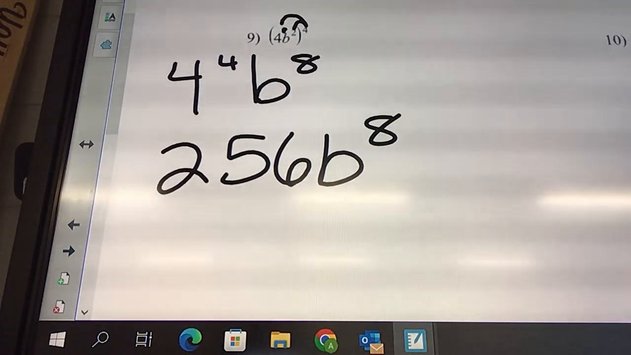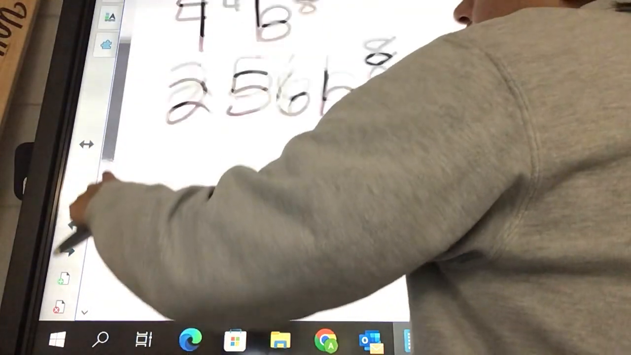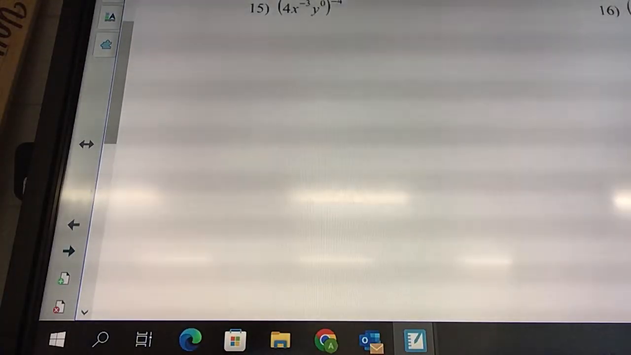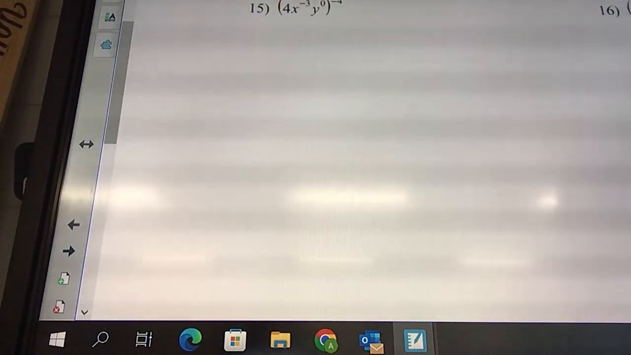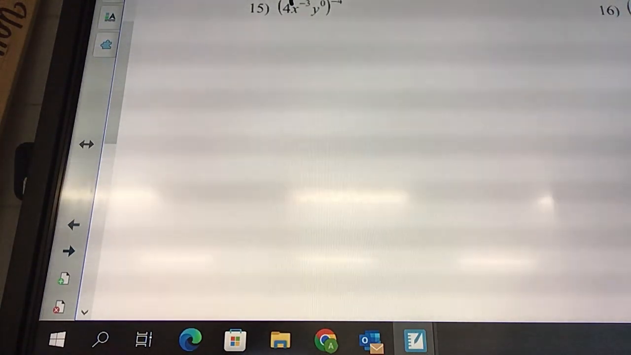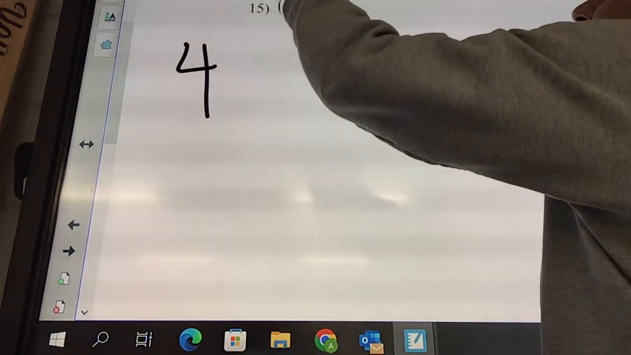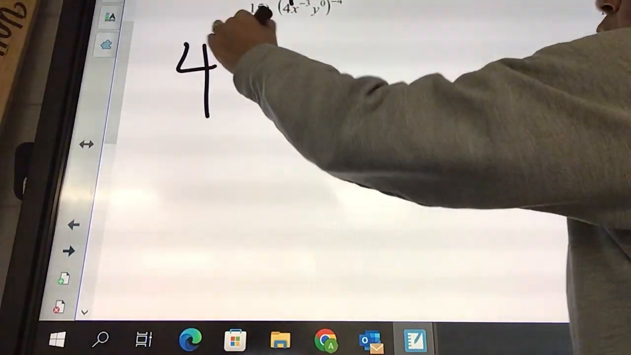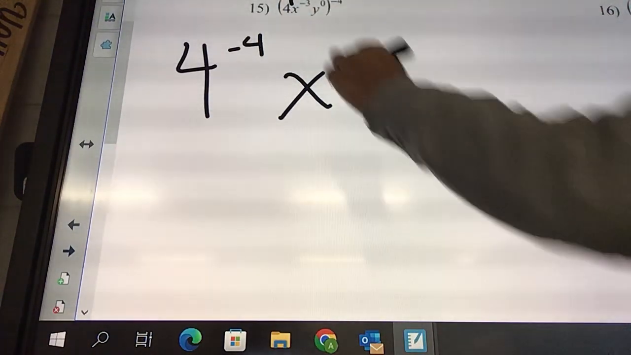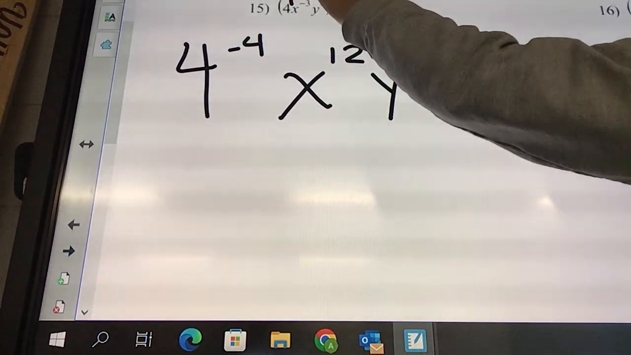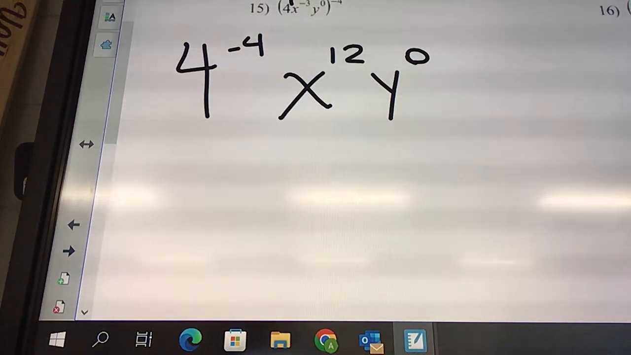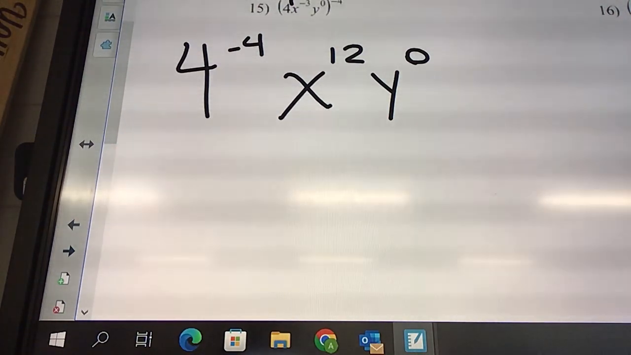Go to number 15. Okay, 15 is also the power rule. Okay, so we can put the 1 right here with the 4 because it has a 4 to the power of 1. Okay, so we got 4 to the, what is negative 4 times 1? Negative 4. X to the negative 4 times negative 3. Positive 12. Y to the negative 4 times 0. It's going to be 0.